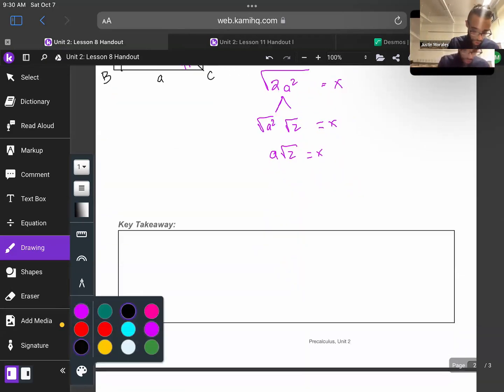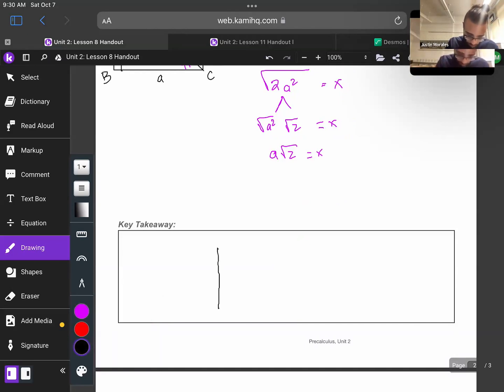Let me just go ahead and draw a new triangle real quick. So when we have a 45, 45, 90 right triangle, the legs are always going to be A, and then the hypotenuse will always be A radical 2.